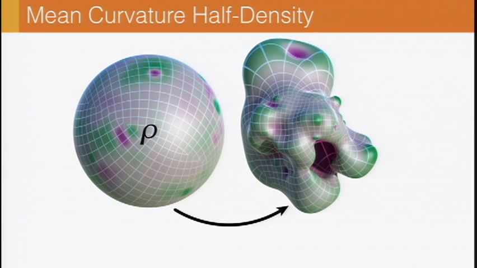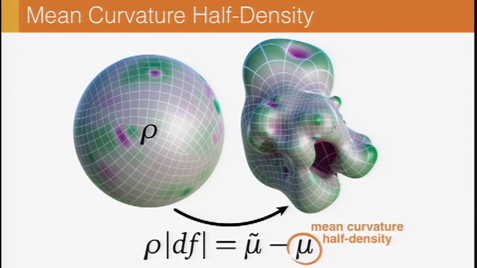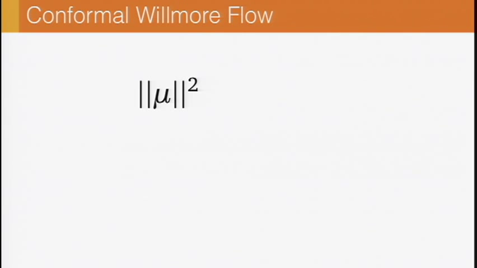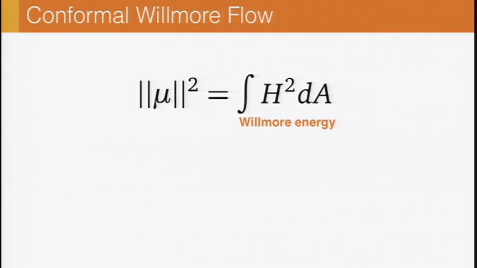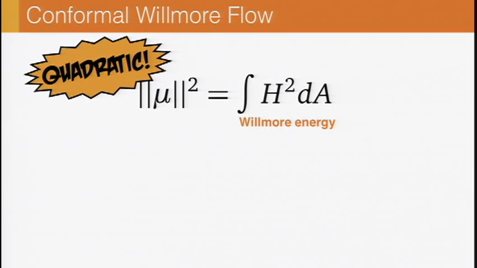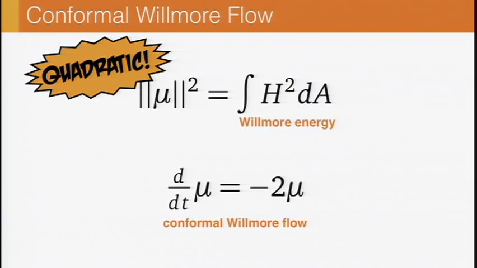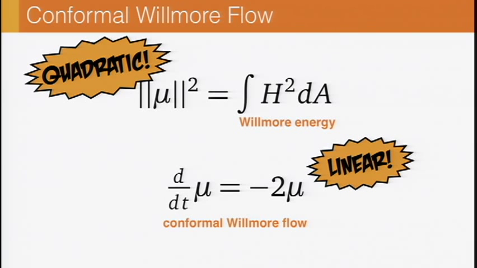And more formally, what's going on here is that rho controls a change in a quantity called mean curvature half density, which I'm going to write as mu. Now, a really critical thing about mean curvature half density is that if you take its L2 norm squared, lo and behold, you get the classical Willmore energy. And so just like in the curve case, we get a nice quadratic energy whose gradient is really a nice linear flow.